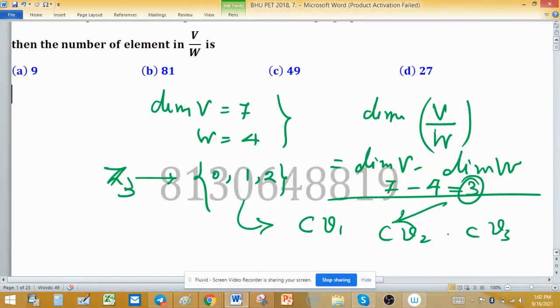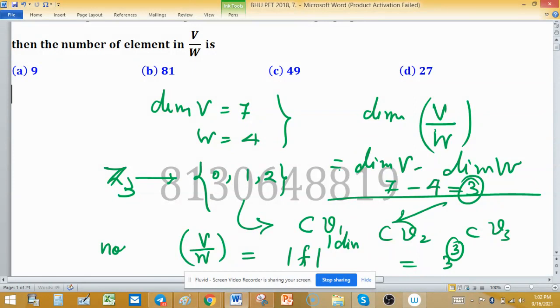So the number of elements in quotient space V over W is equal to the cardinality of F raised to the power dimension of V over W. The cardinality of F is 3, so 3 raised to the power 3, the dimension of V over W. So the answer is 27.